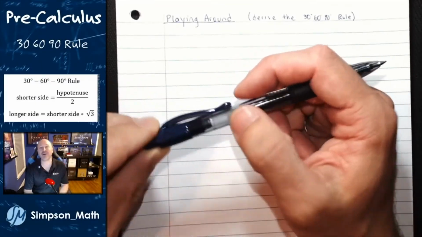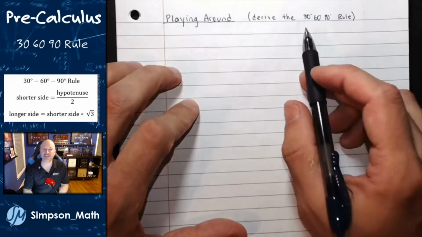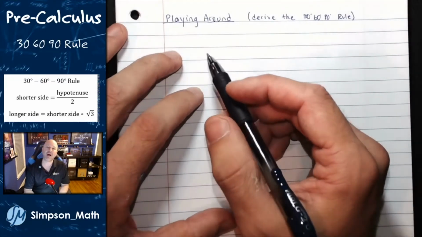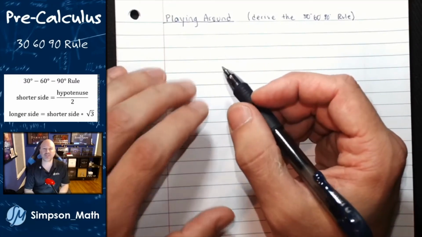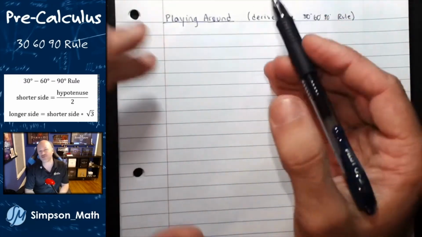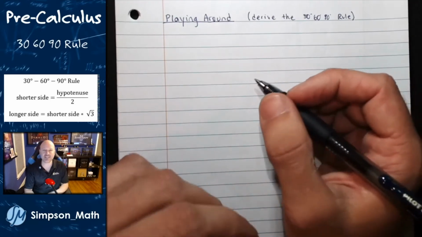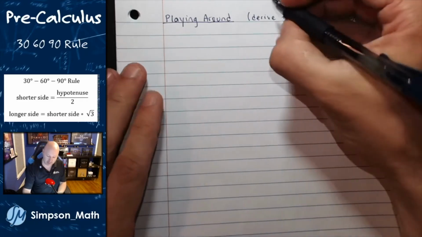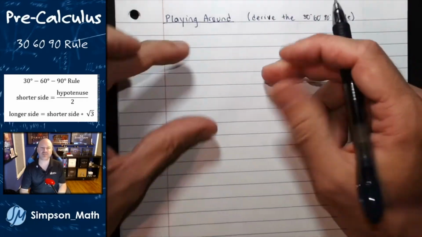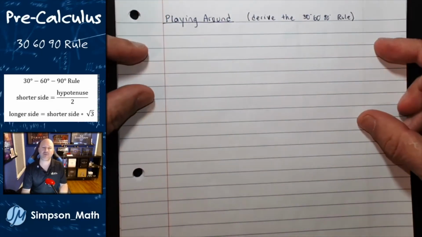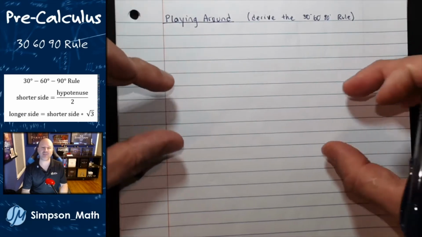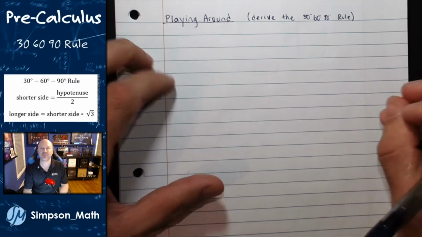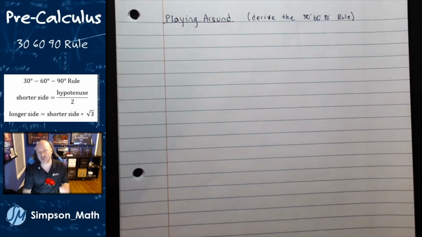In this video, I'm going to derive the 30, 60, 90 rule for right triangles. To come up with it, I'm going to just play around with right triangles and see if I can come up with the 30, 60, 90 rule. When I use the word derive, I mean I'm starting with some known facts from a geometry setting, and then manipulating some stuff to hopefully come up with a relationship between the side lengths of a 30, 60, 90 right triangle.